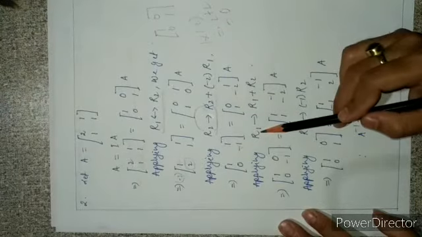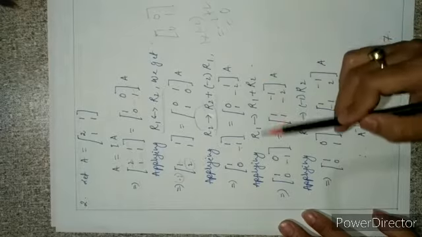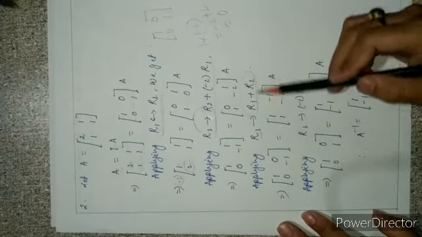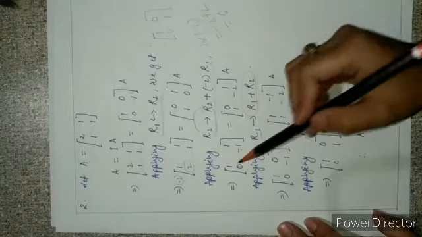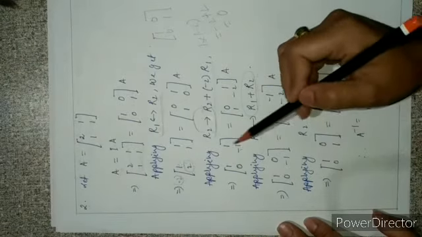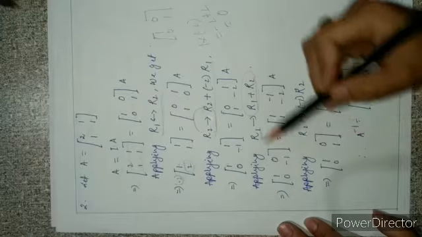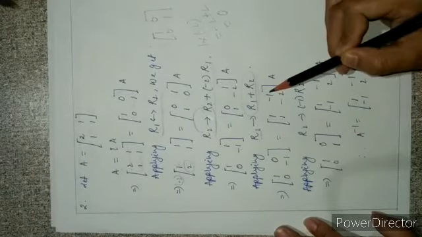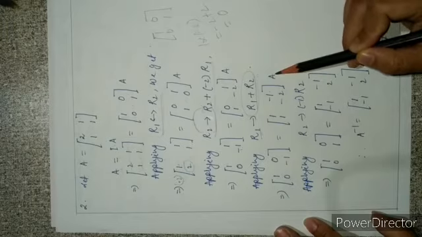Then applying R1 tends to R1 plus R2. Find the sum of the first row and the second row. 1 plus 0 is 1, minus 1 plus 1 is equal to 0. 1 plus 0 is 1, minus 2 plus 1 is equal to minus 1, multiplied by matrix A.